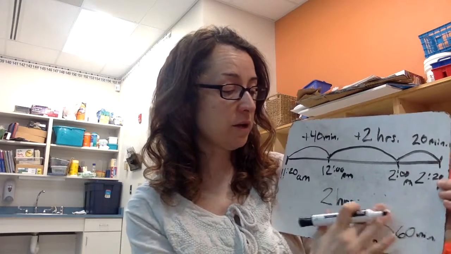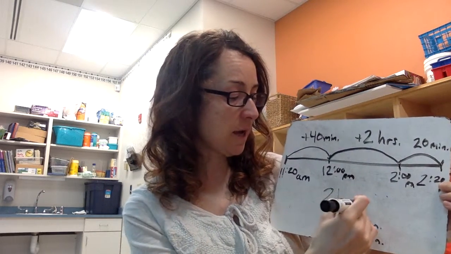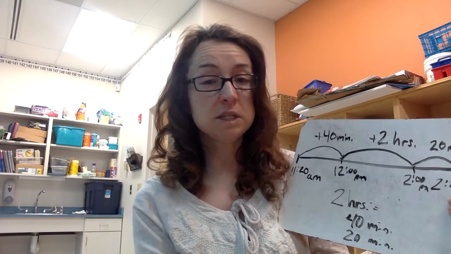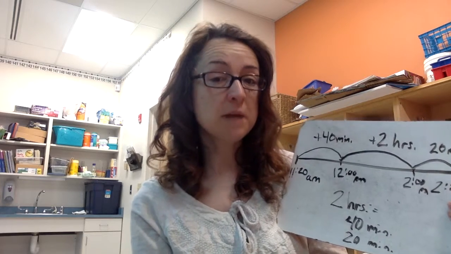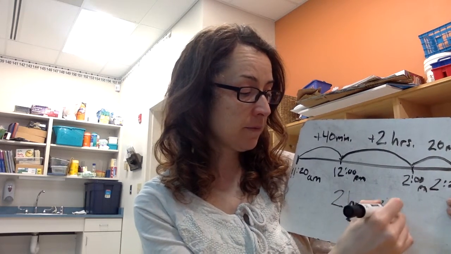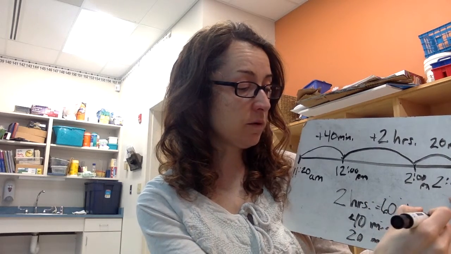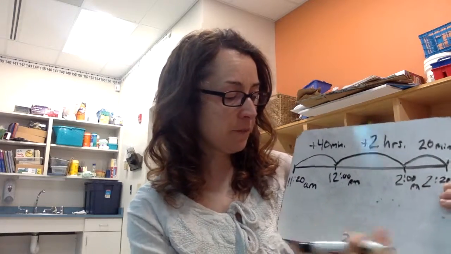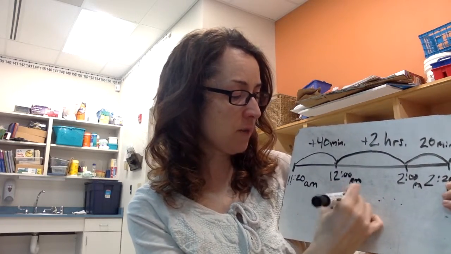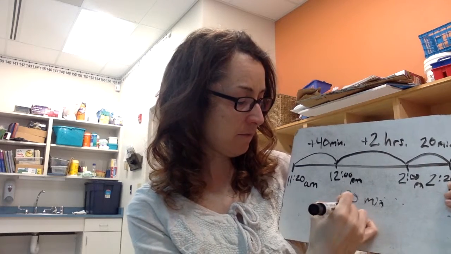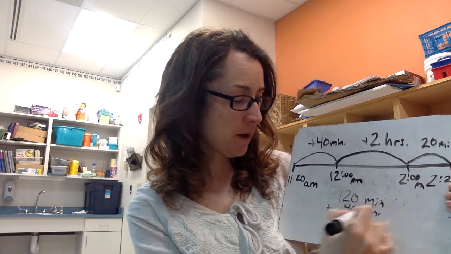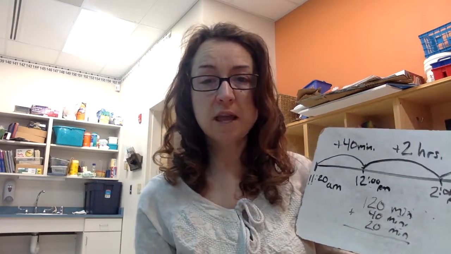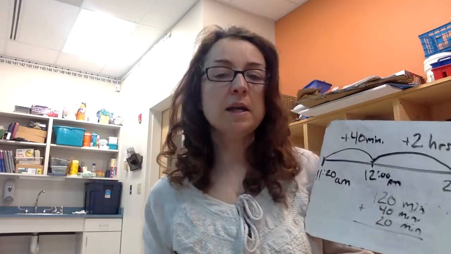Now I'm going to show you the other way I could do this. So I could also take my 2 hours and put that into minutes. So 2 hours is 60 minutes for each hour. So I'm going to add 60 plus 60, which equals 120 minutes. So I'm going to take that, erase this right now, and put 120 minutes plus 40 minutes plus 20 minutes.